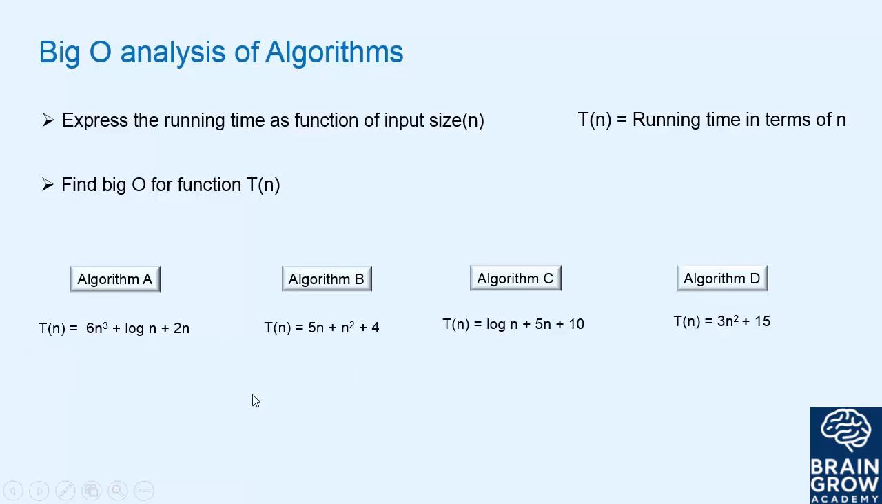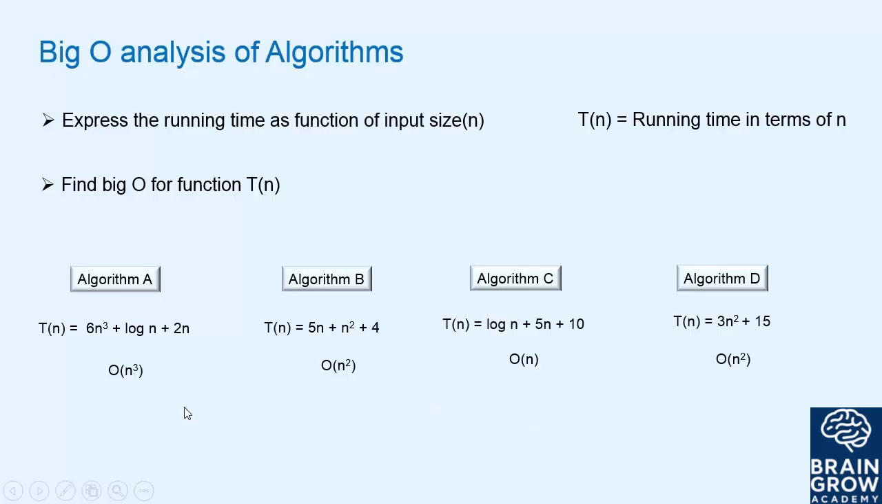For that we have to determine the big O for these functions. We have already seen how to do that. In this function, this n cube is the fastest growing term. So this function is order of n cube. This function is order of n square. This function is order of n. And this function again is order of n square. So based on this analysis, we can say that algorithm C is the best because its rate of growth is the least. These algorithms B and D are both order of n square, so they have the same asymptotic behavior.